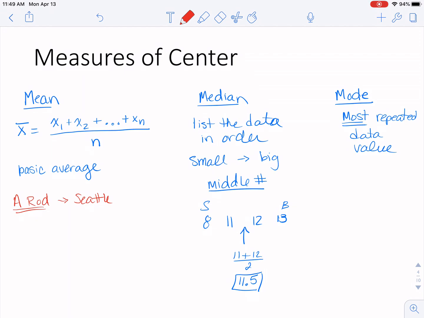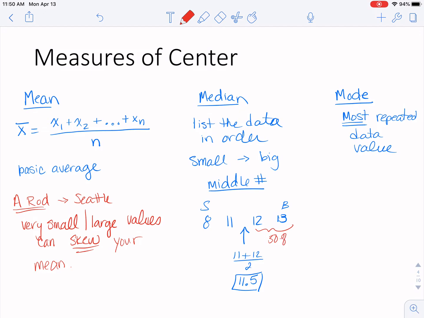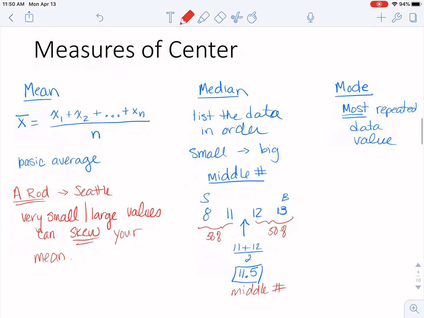So when we start talking about mean, because we're adding up all of our data values and dividing by the total number of data values, very small or large values can skew, meaning pull, mess up your data. They can skew your mean. It can pull it very high or very low. Whereas a median literally says that here's 50% of my data and here's 50% of my data. It is literally the middle number. Median is not affected by outliers. Mean is affected by outliers, very small and very large values.